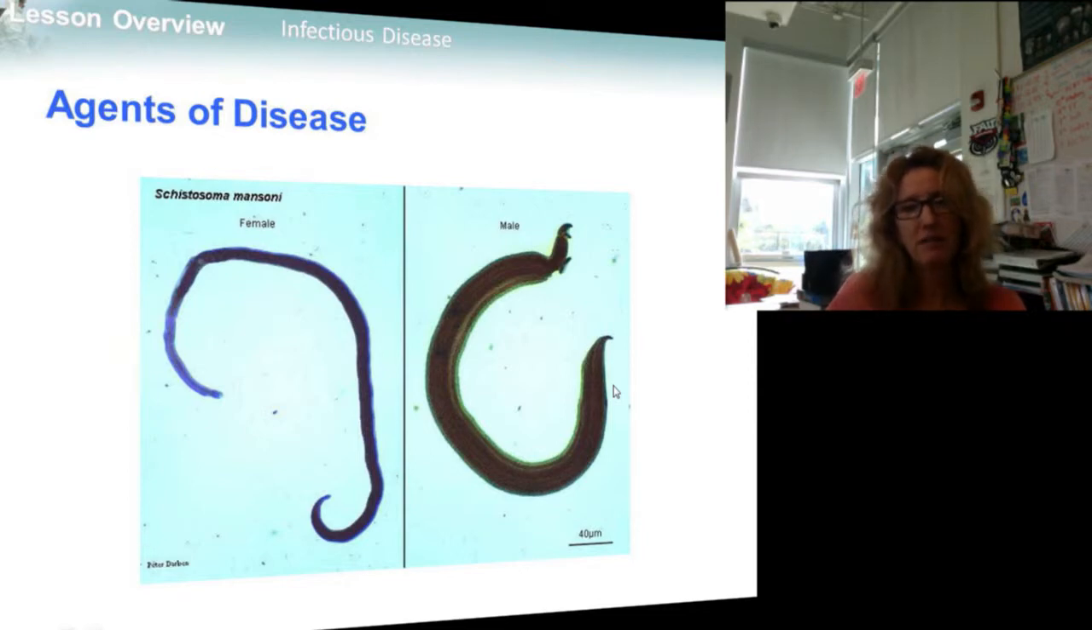The flatworm Schistosoma mansoni can be contracted by people working in rice paddies too. Other parasitic worms include the tapeworms, as this is what you see here. No, here's the Schistosoma, and hookworms too.